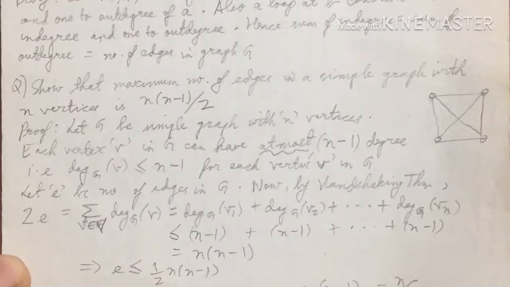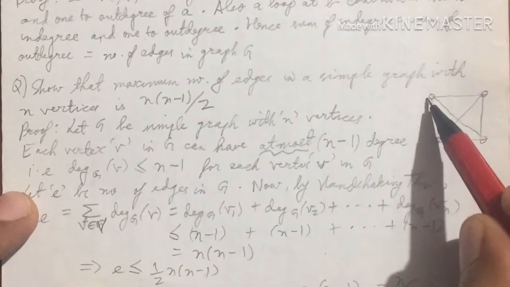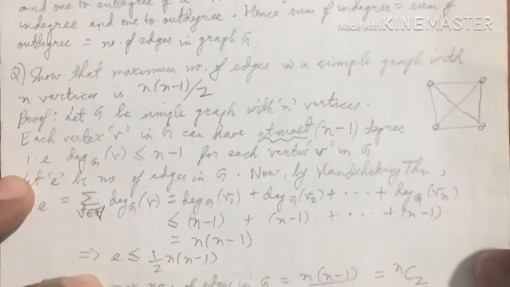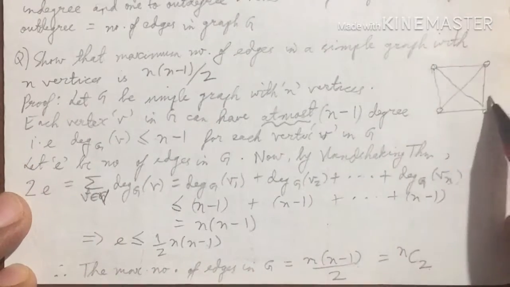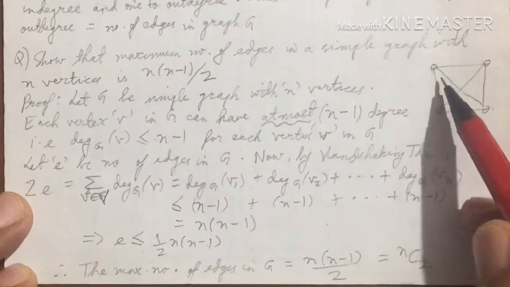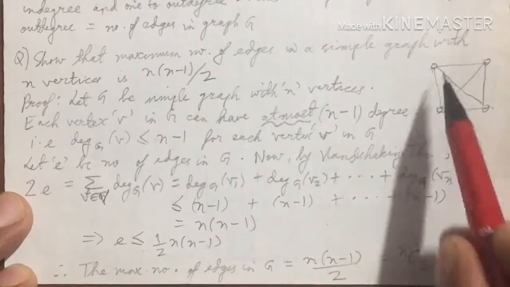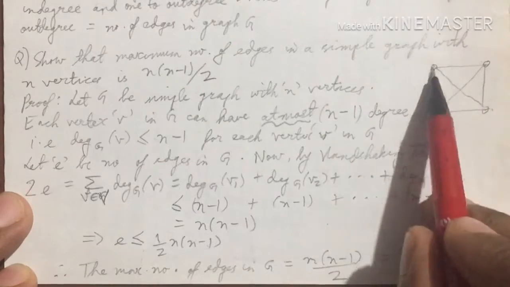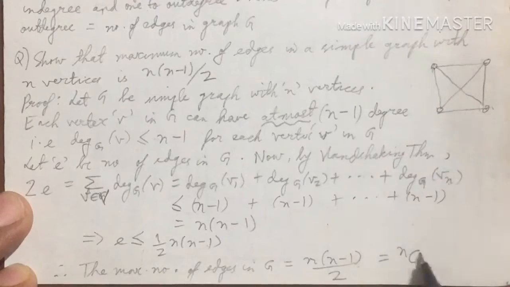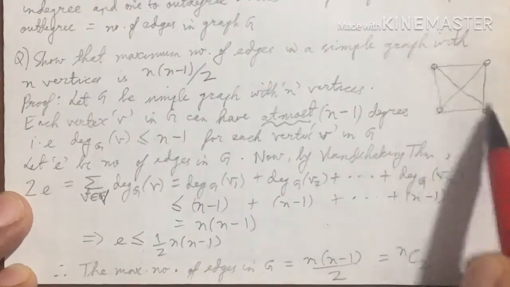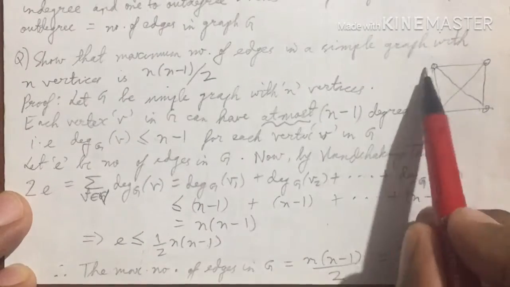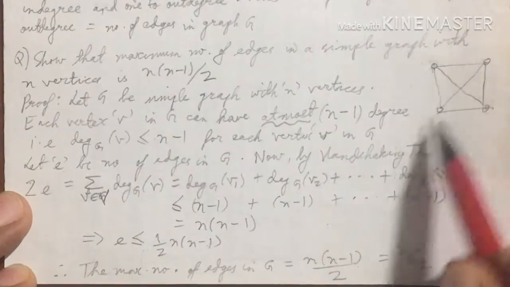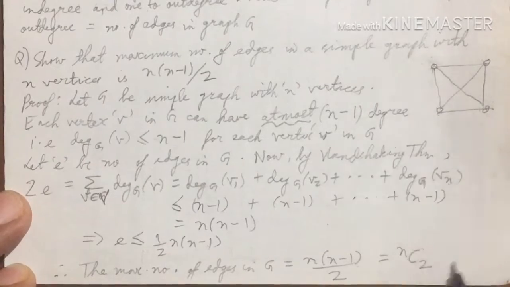Note that this is the same as nC2. Take this example. Sorry, I could not see the last line. This example, since an edge is nothing but a pair, it can be considered as a combination of two vertices. And since there are n vertices to be arranged in two ways, that is to create an edge, therefore the maximum number is nC2.